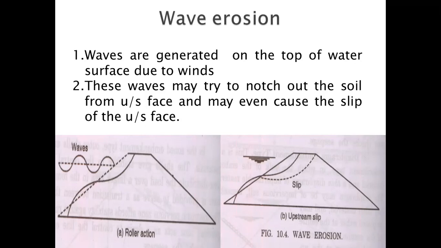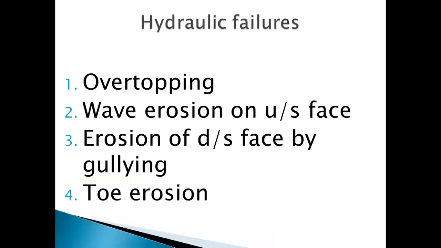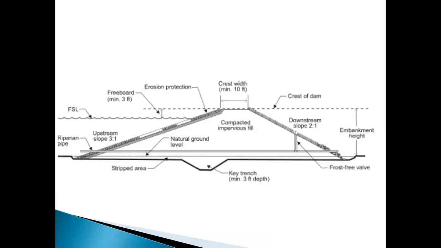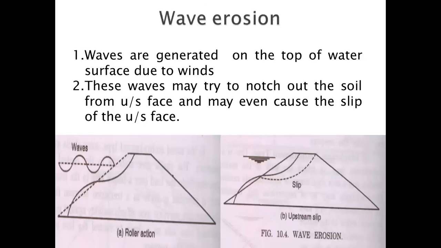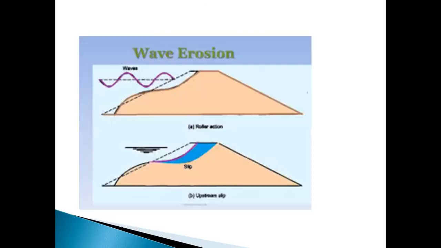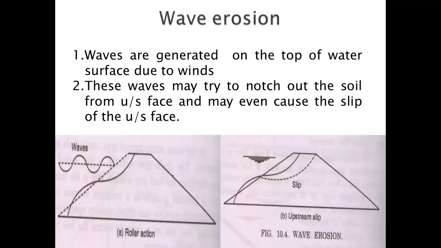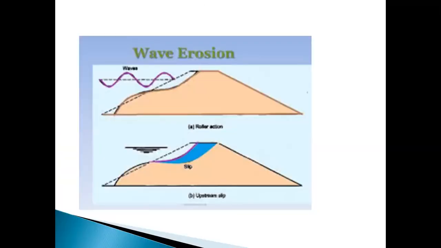So that's why we are providing riprap as a protection work. Initially we have seen that this riprap is the protection work from wave pressure. Waves are generated on the top of the water surface due to winds. These waves may try to notch out the soil from the upstream face and may even cause the slip of the upstream face. So these are the waves generated.